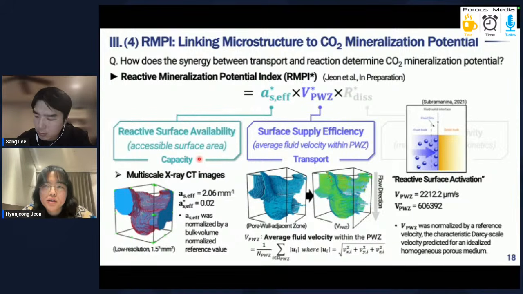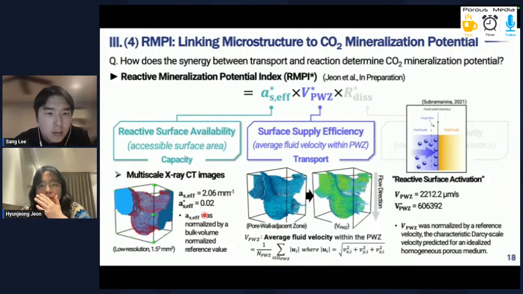First, reactive surface availability represents the accessible surface area extracted from the multi-scale X-ray CT images. For the final index, we use a normalized value obtained by dividing the raw area by the specific bulk volume normalized reference value. And the second term, surface supply efficiency, is defined as the average fluid velocity within the pore wall adjacent zone, the PWZ. This zone represents the critical region where the actual mineralization reaction occurs at the rock fluid interface. Physically, this term captures the rate and efficiency of the fluid renewal, which provides the essential reactants for mineralization.